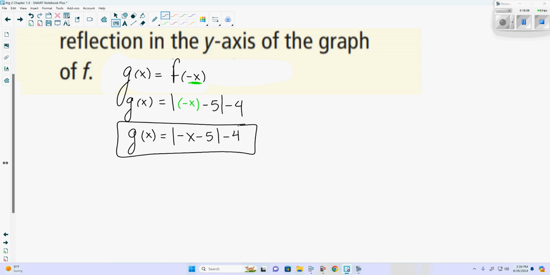Any questions on any of these here? Do we need to see another example with reflection across x or y? Able to see? Yes? No? Don't lie, Dave. Okay. You borrowing glasses? Okay.